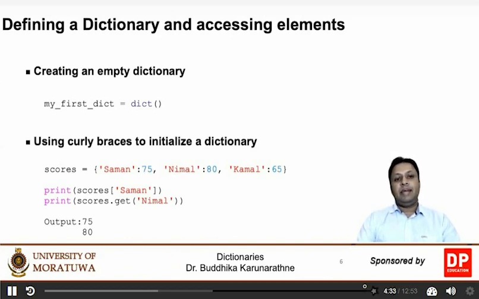The key and the value in each element is separated by a colon. In the first element, the key is Saman and the value is 75.